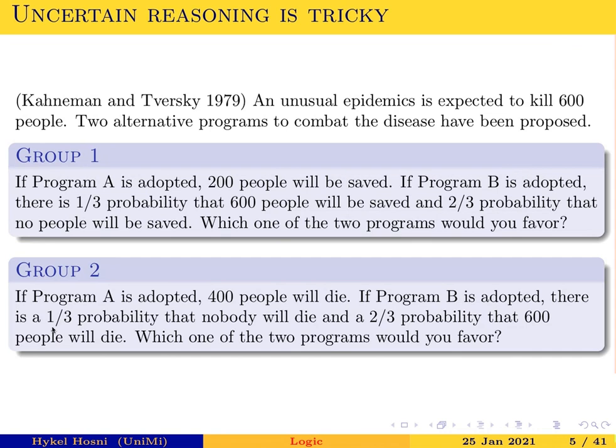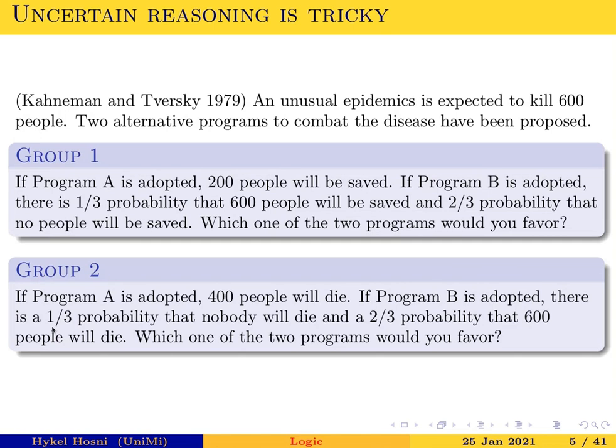The story is that you take a group of people, you split it, and you give them this problem. And the problem is as follows. The scenario is kind of uncannily realistic by now. The background story is that there is an unusual epidemic which is expected to kill 600 people. And there have been proposed 2 alternative programs to combat this disease.